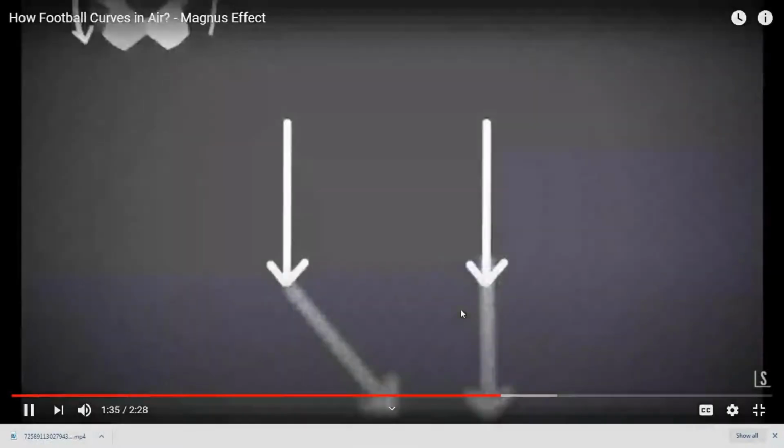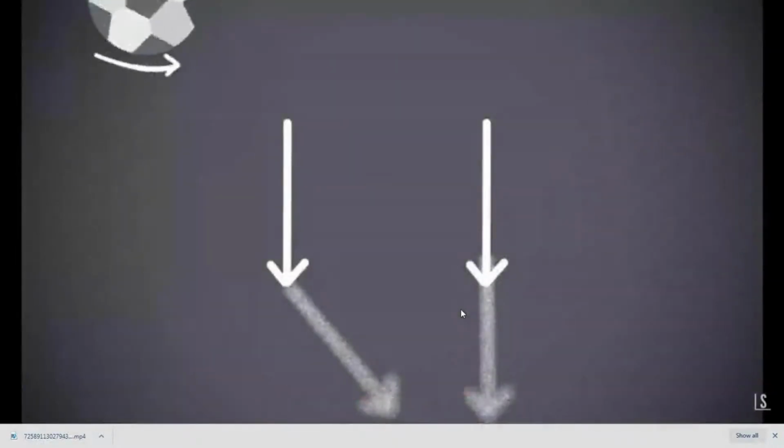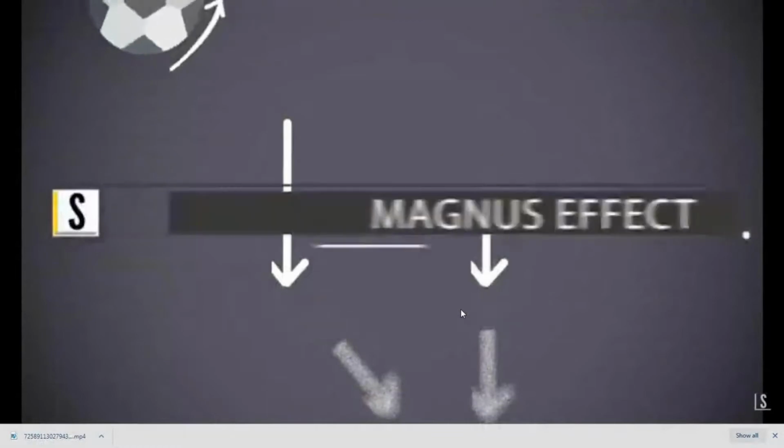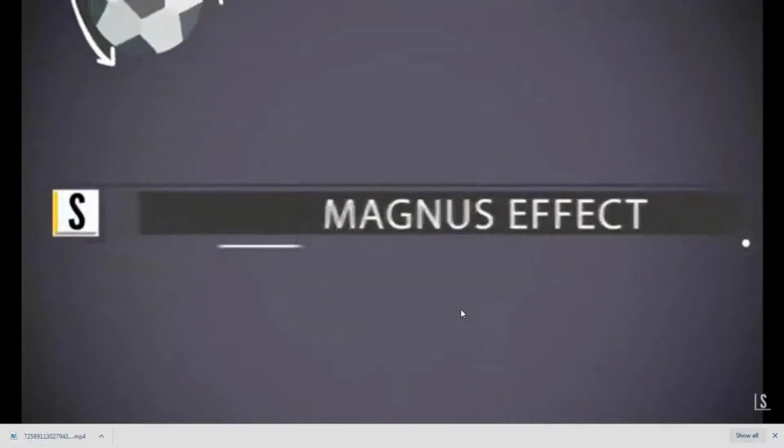This phenomenon is called bending the ball, or curving the ball. But in the physics of fluid dynamics, this phenomenon is known as the Magnus effect. In this case, it's the dynamics of air. We can use this phenomenon to curve the ball in any direction. If you kick the ball with the outside of your right foot, the ball will bend to the right.